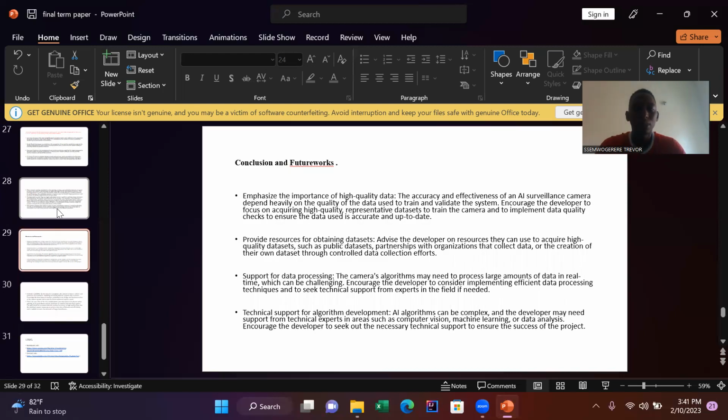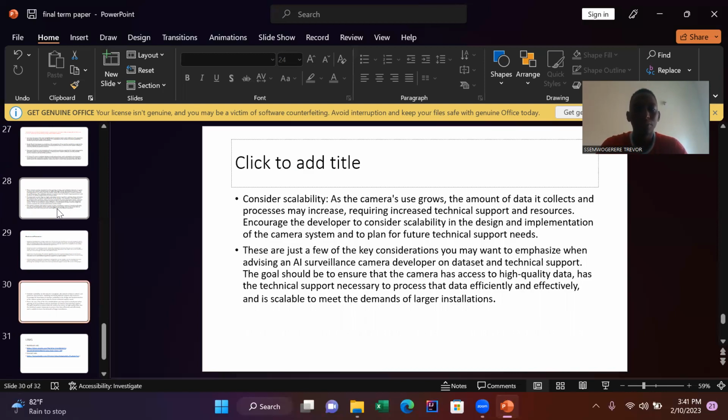Then the future works emphasize the importance of high quality data. The accuracy and effectiveness of the AI surveillance camera should depend heavily on the quality of the data, so provide resources for obtaining data sets, support for data processing, and technical support for algorithm development. We also consider scalability. As the camera's use grows, the amount of data it collects and processes may increase, requiring increased technical support and resources. Encourage the developers to consider scalability in the design and implementation of the camera system and plan for future technical support needs.